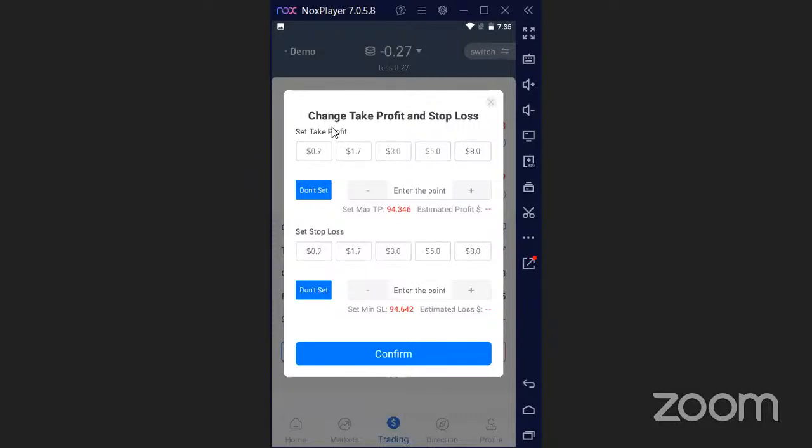Okay, and guys, this is another option for you. You see, you can set this automatically. You can say, if the trade hits my set take profit, I want to make a profit of $5. So when it gets to $5, give me my profit.